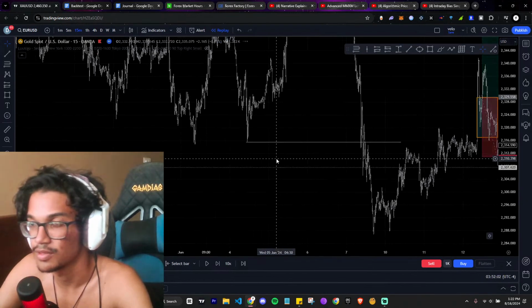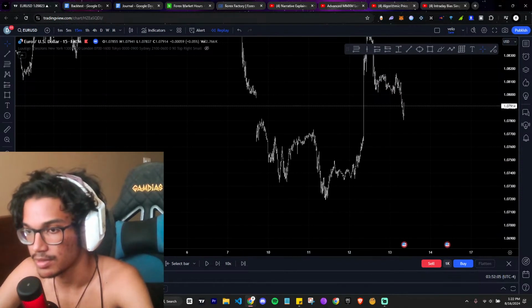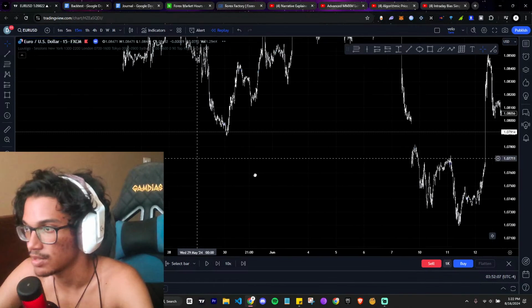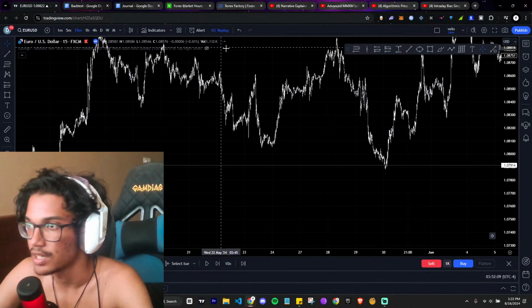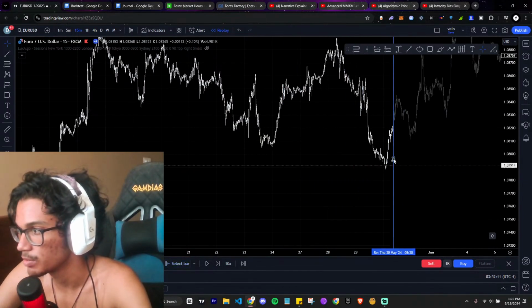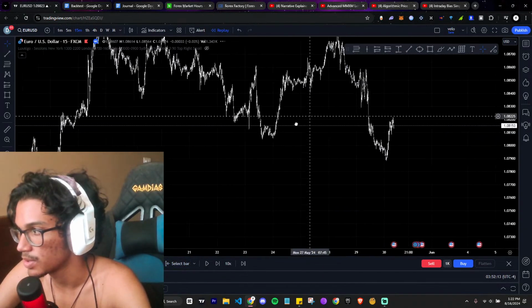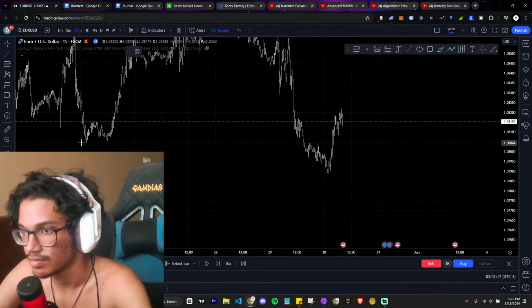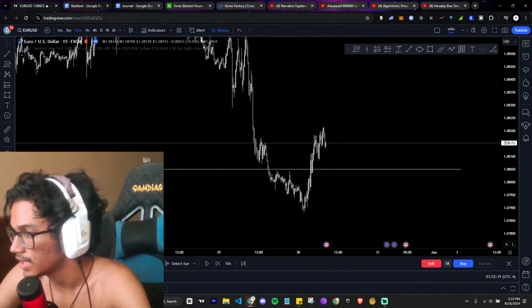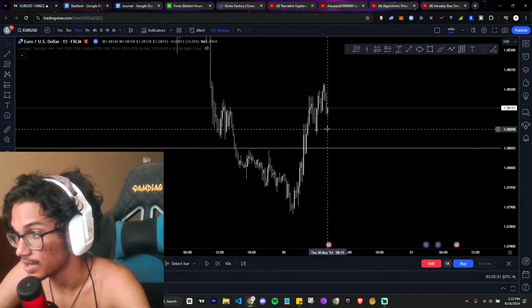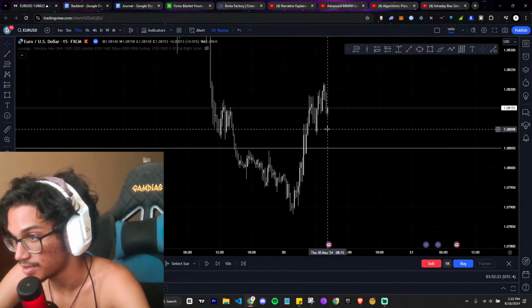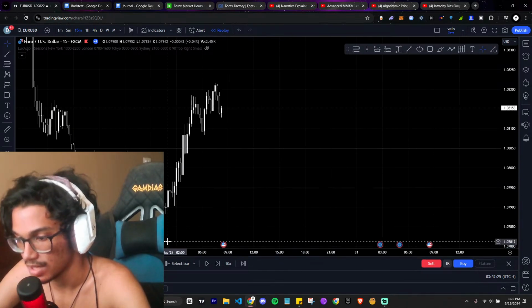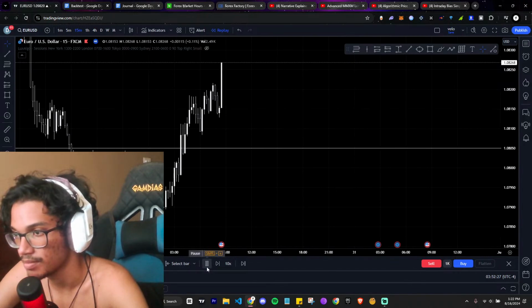Okay, so let's go for Euro USD. Now we're going to look for trading opportunities. Alright, so let's go back in time to this point. It seems like we swept liquidity right here. So we swept this liquidity, and we swept this liquidity, and now we're looking for a fair value gap after the market structure shift.